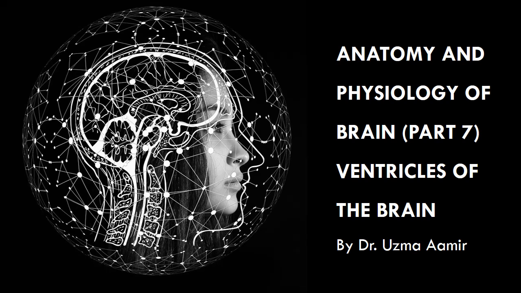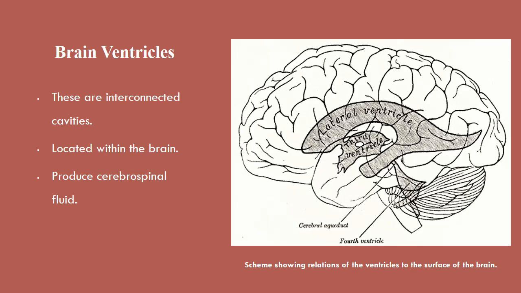In today's video, we will learn about the anatomy of the brain ventricles and the cerebrospinal fluid production and circulation. The ventricles of the brain are interconnected cavities within the brain that produce and circulate cerebrospinal fluid. This fluid plays an essential role in cushioning the brain, removing waste, and maintaining a stable environment for the central nervous system. There are three main ventricles which are connected with each other and with the subarachnoid space.